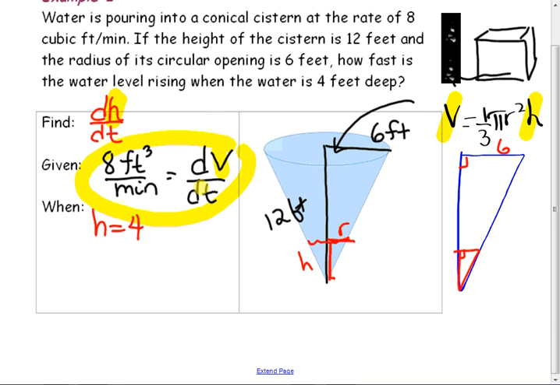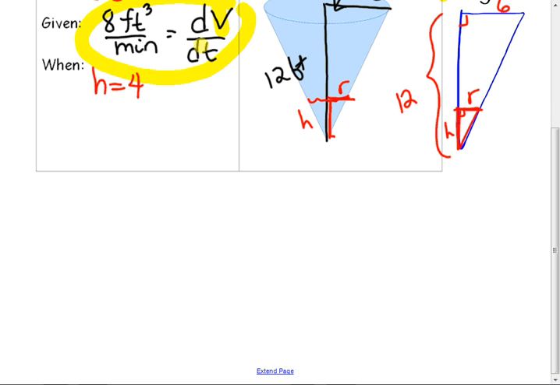This is 6. This whole thing is 12. This is H. It's not a constant. And this is R. Do you remember similar triangles? R is not a constant. H is to 12 as R is to 6.